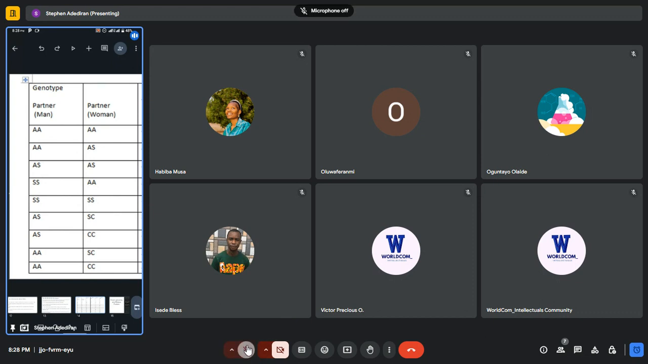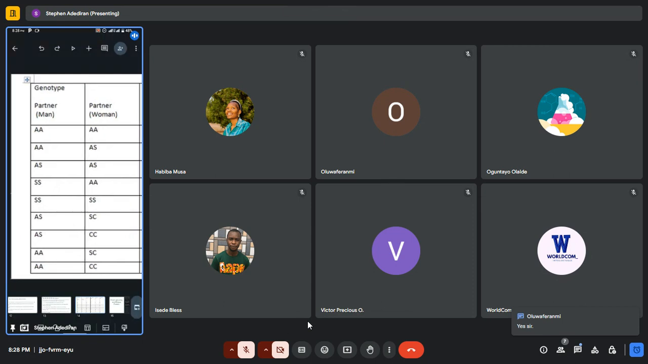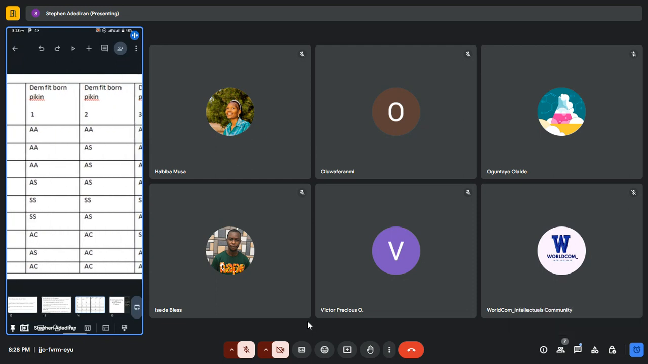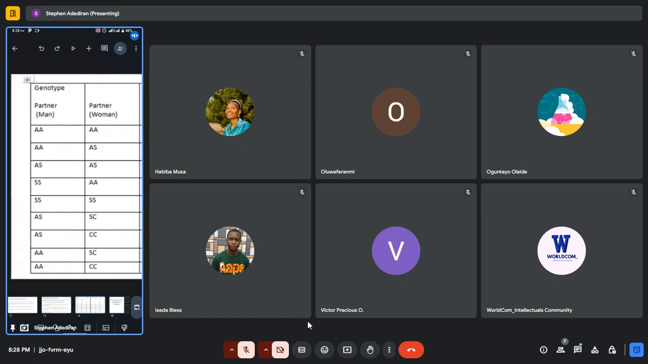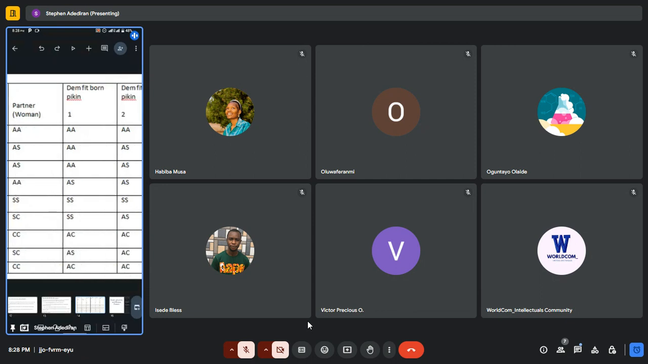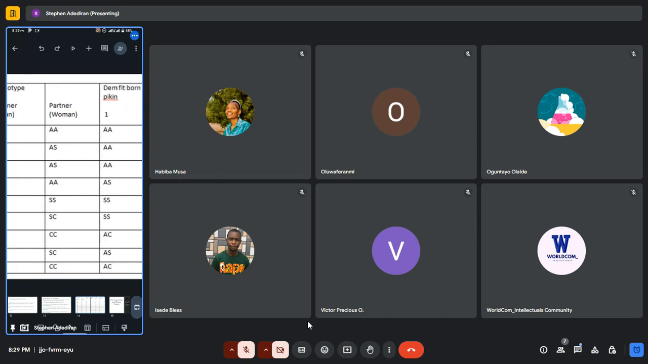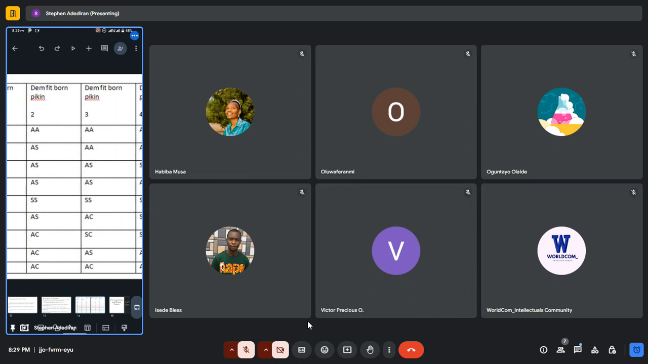Okay, now you can see there's a table here. The first partner, the second partner is AA. So most likely, if you do that cross, all their children will have AA. The first one, the second one, the third, and the fourth one. It's not exactly like that. They are just trying to say that out of every 4 children, all of them would have AA. Are you getting it? Now for the AA and AS cross, the first child AA, the second AS, the third AS, the fourth AA.